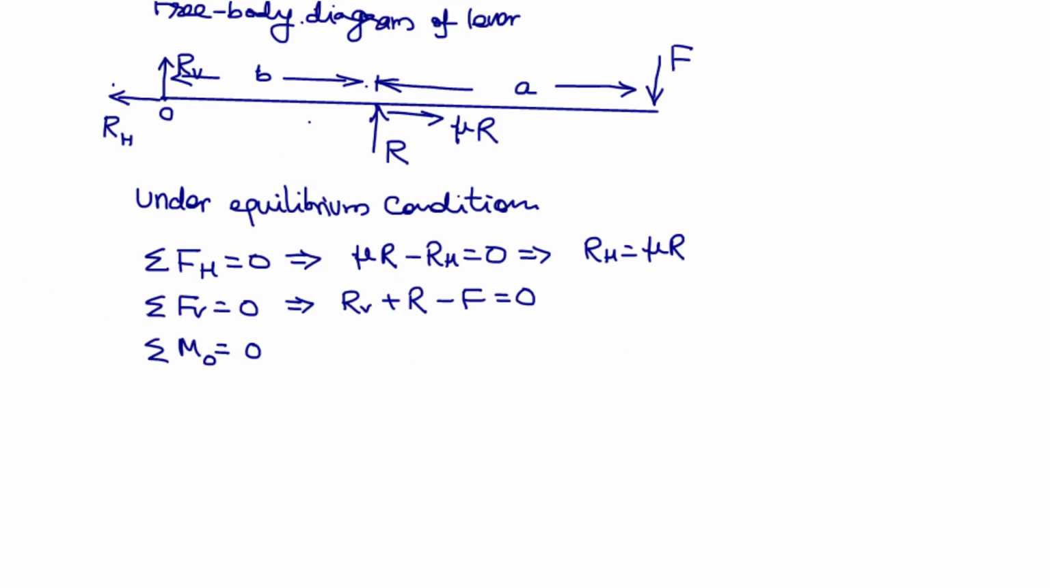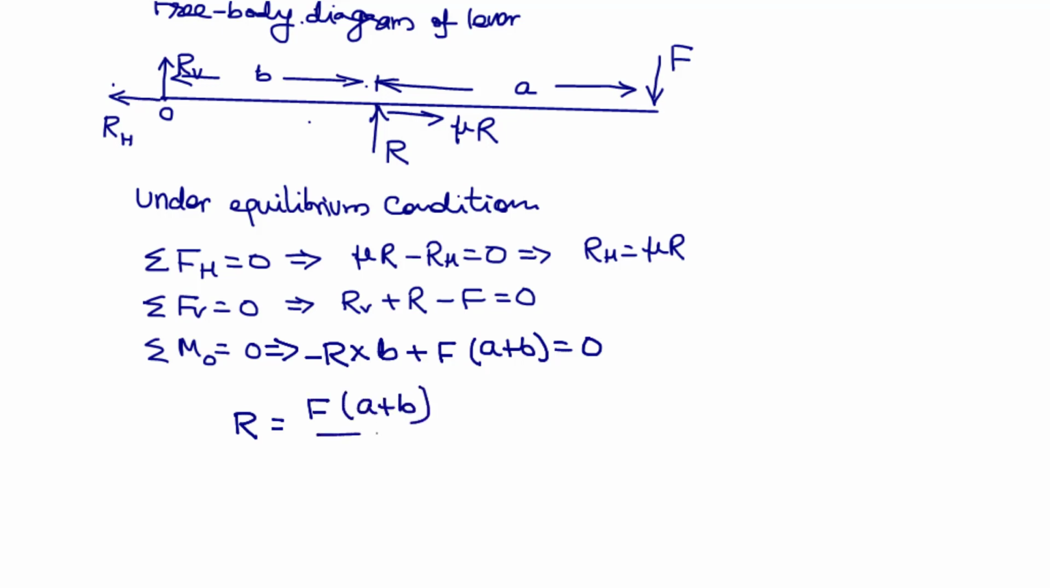And moment about O, taking anti-clockwise direction: mu R into a, minus R into B, plus F into A plus B equals 0. So the reaction or radial force at the block or shoe brake R equals applied force F into A plus B upon B. This is the reaction.